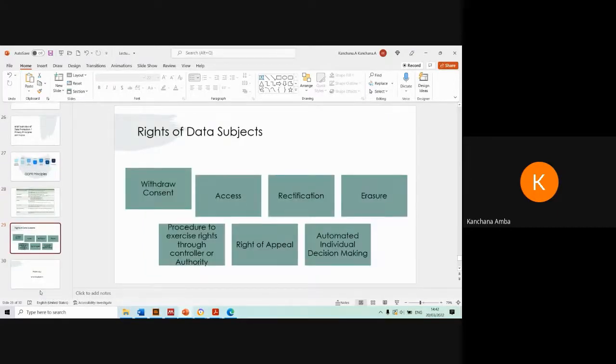So the rights of data subjects, this is in the Act as well. They can withdraw consent, then they have the right to access their data, rectify it, erase their data. We will discuss all of this next time. And procedures of exercising the rights through the controller or the authority. We will discuss these roles like controller and authority next time. And then there's a right to appeal, and companies can do automated decision making, but the customer has certain rights regarding this, right?